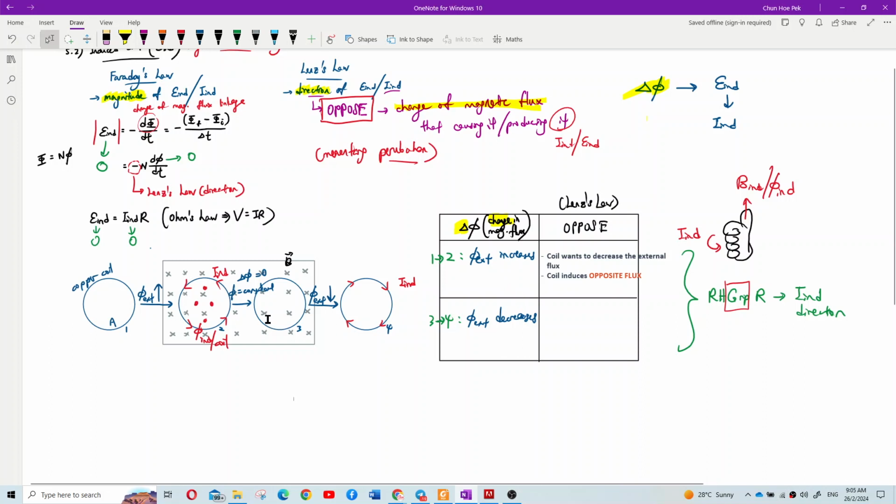Okay, so now look at 3 to 4. 3 to 4 pula. What happened to the flux external? What happened to the flux external?